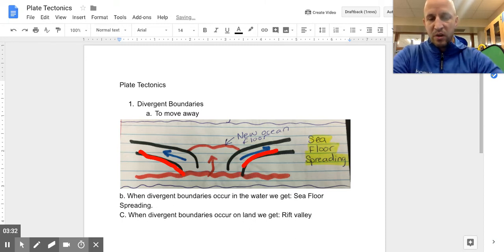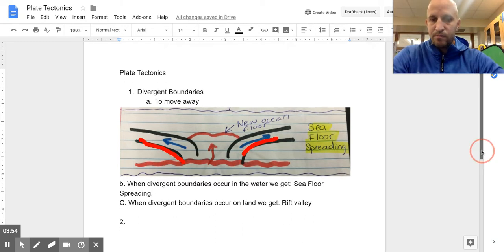And I'll show you a video of that here in just a second. So rift valley. So for divergent boundaries, make sure you write down what I wrote down, and we want you to draw that picture. So on your table, you'll have some markers to help you with that image. All right. So that is our first type of boundary. Going on to our second type of boundary. And let me scroll down here.